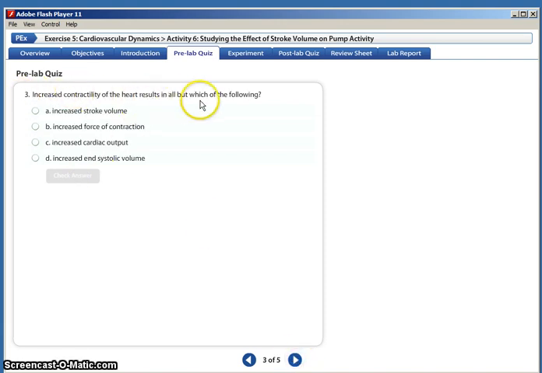Increased contractility of the heart results in all but which of the following? If we have more force from the heart, we of course are increasing the blood leaving. So increased contractility would increase the force of contraction. They're basically the same thing. And because we know stroke volume is going up, we know that cardiac output is going up. So increased end systolic volume does not make sense, because that would mean more blood would stay in the heart. These two cannot increase together. They will always be opposite.